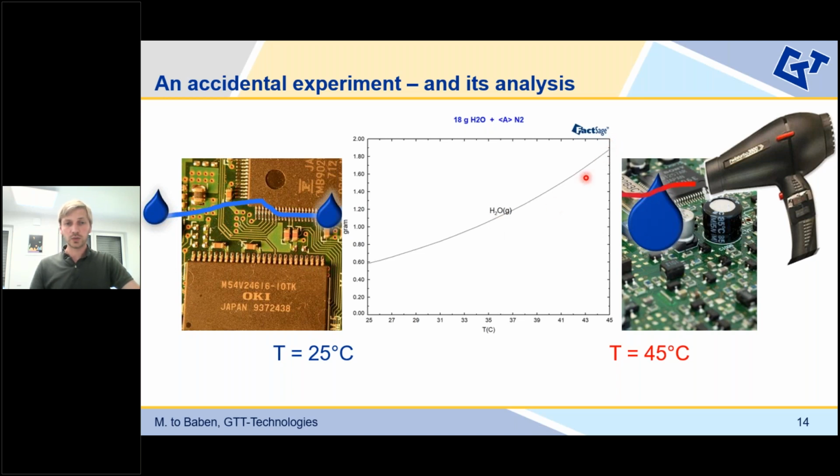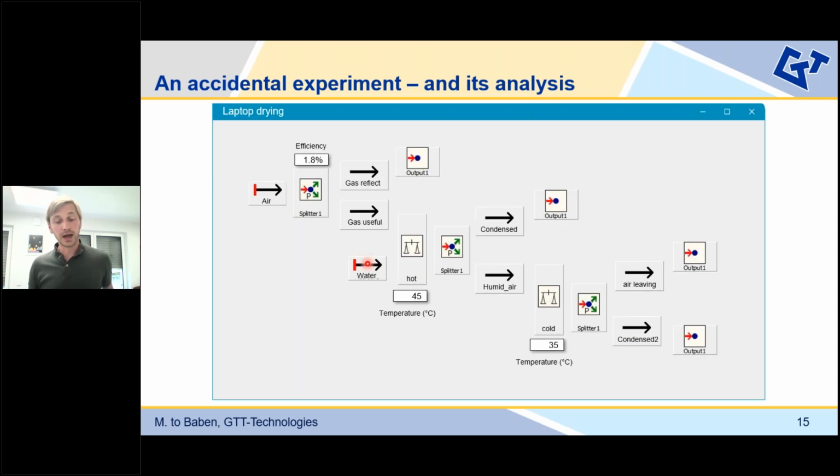Now, you can see that with decreasing temperature, the amount of water that you can transport is obviously decreasing. So the difference from here to here would be the difference that we deposit from the warmer parts of the laptop to the colder parts. I was actually, for the fun of it, arranging a simulation model of my laptop drying process.